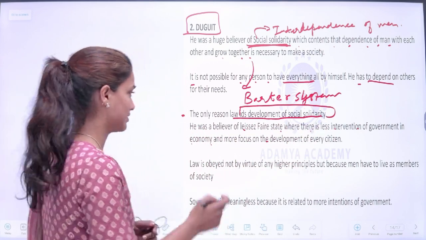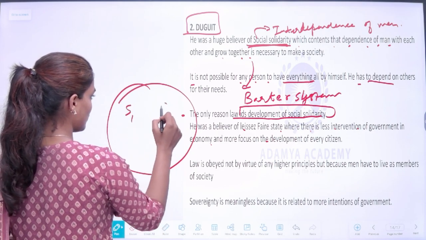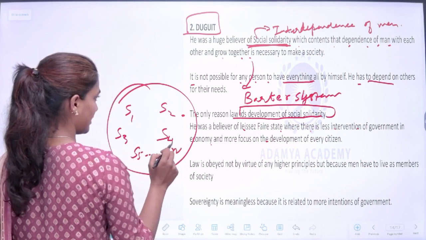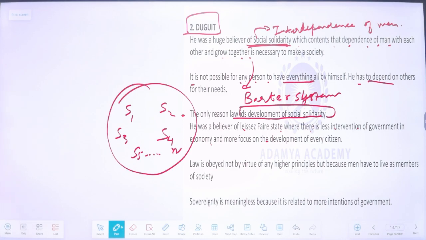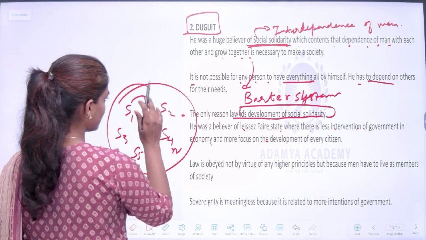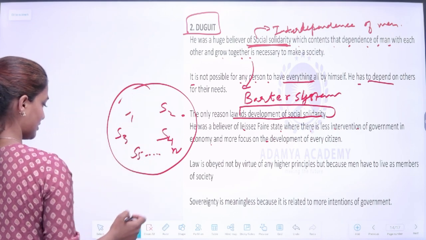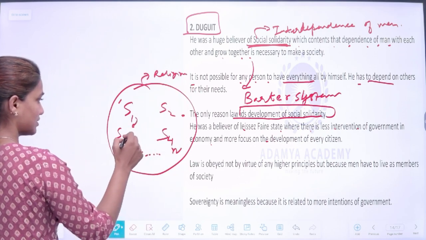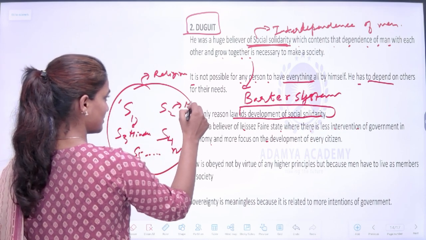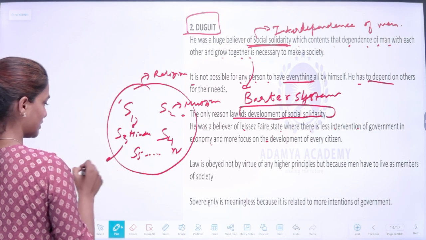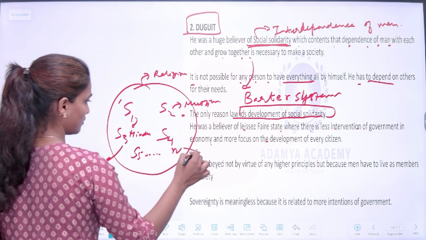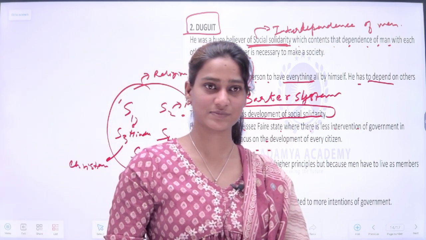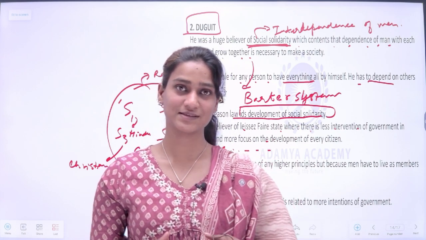So he believes that, let us consider a society 1, society 2, society 3, society 4, society 5 and society N. So these all are interacting with each other. Now let us consider that these societies have been differentiated on the basis of religion. Society A follows the Hindu religion, society B follows the Muslim religion, society C follows the Christian religion, society D follows the Sikh religion, and so on. So there might be clashes or conflicts between the ideas and ideologies of different societies in this case.